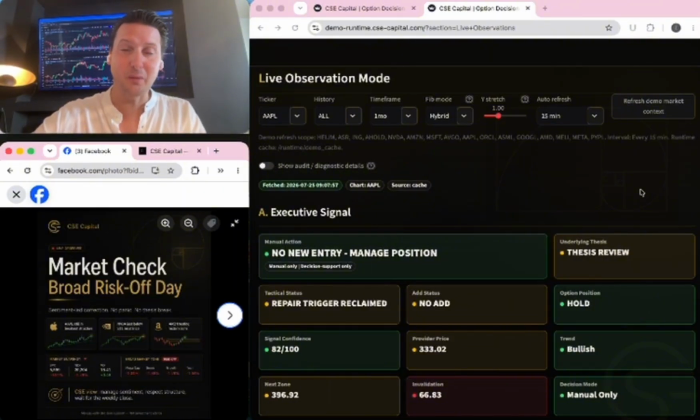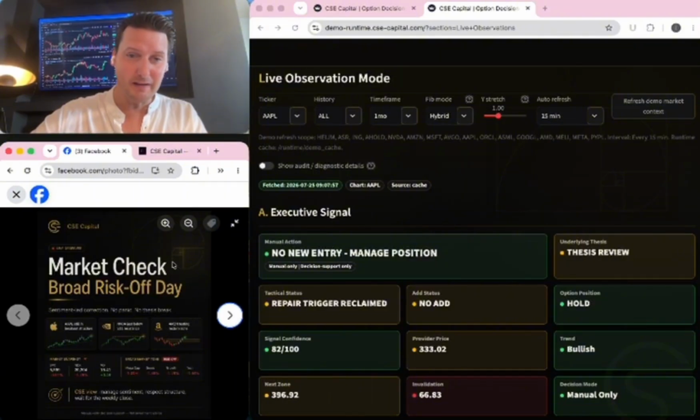But last Monday was an interesting moment, also to see CSE in action, because we opened the trader workstation, which we are working with from eBKR, and then we saw that the position was lower. It was a red day. I made this post of it, the market check broad risk of day, and we saw Apple, NVDA, and Amazon were all quite low.